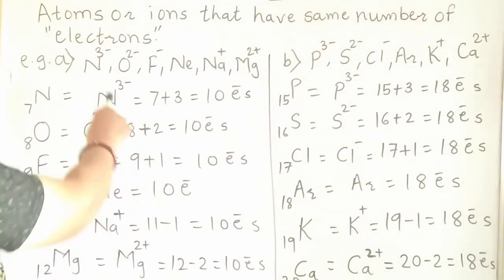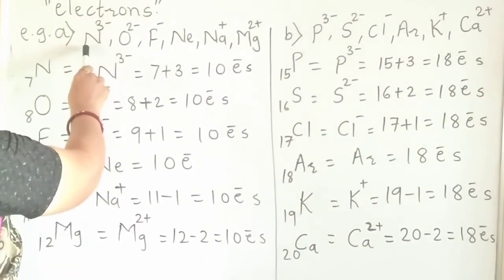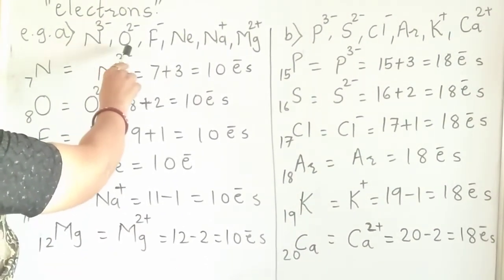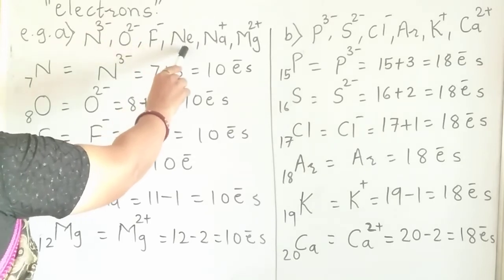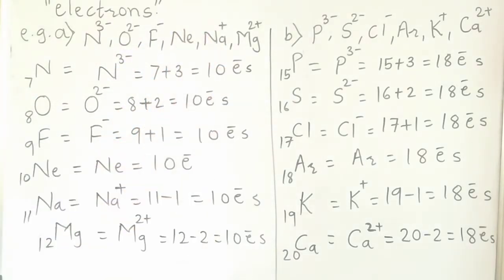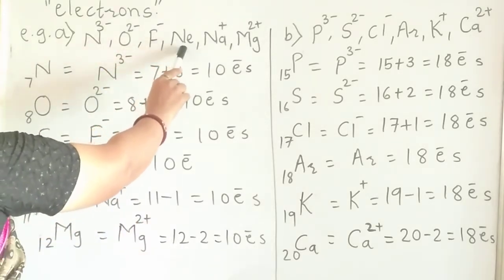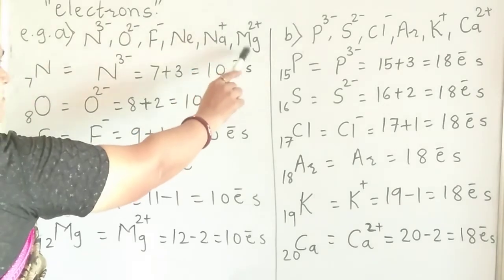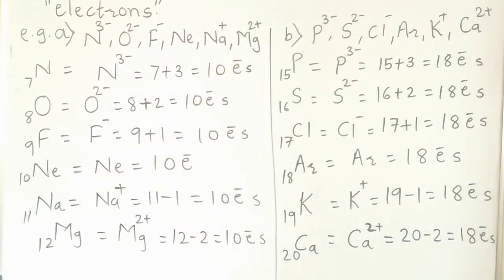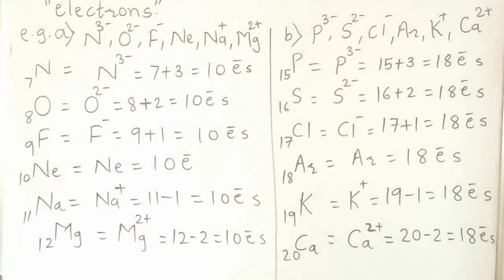Now I have taken example number 1. In this example, I have written a list: N3 minus, O2 minus, F minus, Ne, Na plus and Mg2 plus ions. So here are the nitride ion, oxide ion, fluoride ion, neon atom, sodium ion and magnesium ion. These all are present in this list. Now, these are isoelectronic species. How are they isoelectronic species? Let us see the explanation.